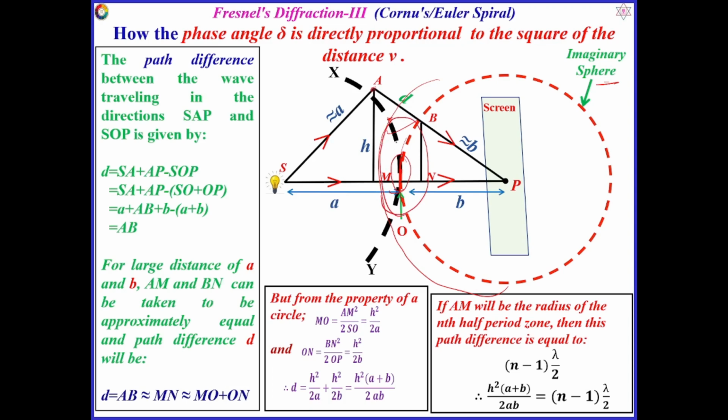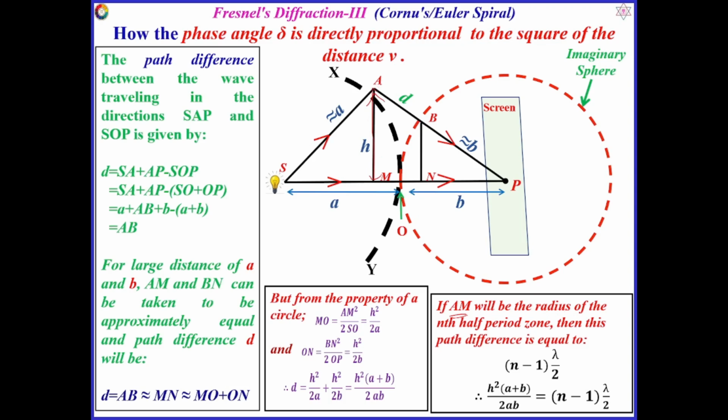Suppose this type of imaginary sphere cuts at a point A. It will create a half period zone like this. Let us consider that for this point, the nth half period zone is formed. Here, this distance am is the radius.